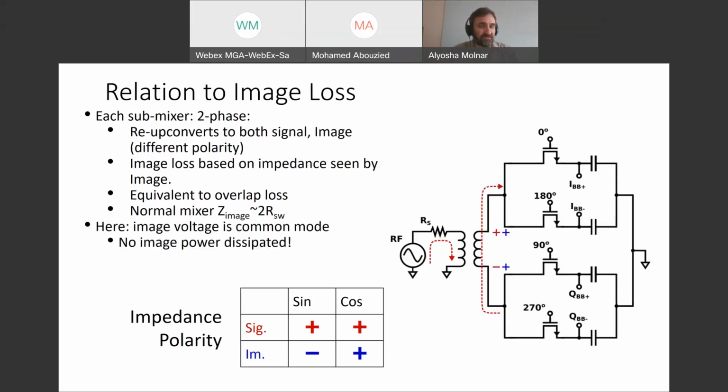So now, putting the transformer in there, the reason that works is that it basically brings the signal in as essentially a differential signal to the I and Q. Therefore, it basically acts as an impedance transformer for the signal, but the image now appears as a common mode, and the transformer presents a high impedance to the image, and therefore suppresses it and reduces that loss.